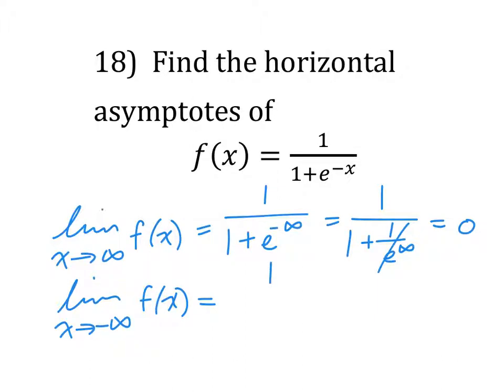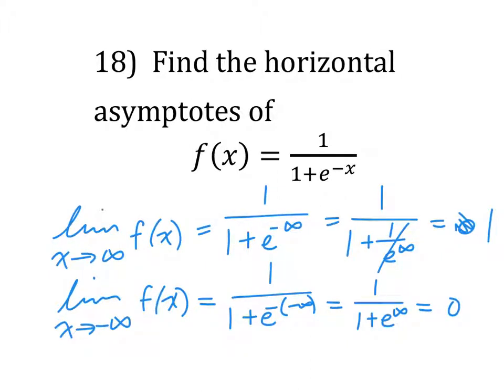Next one. Okay, just look at it. I know you guys can figure it out. Okay, 1 over 1 plus e to the minus infinity. 1 over 1 plus e to the infinity, that is 0. Oh, I'm sorry, that's 1. Yes, first one is 1, the second one is 0. Please plug it in.